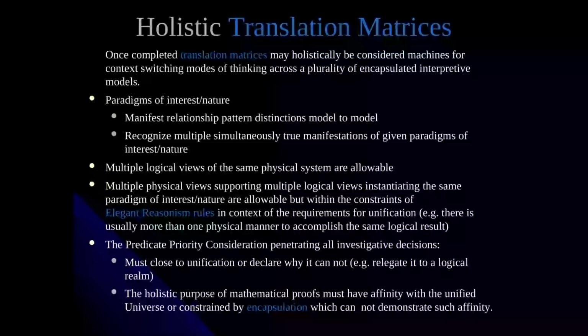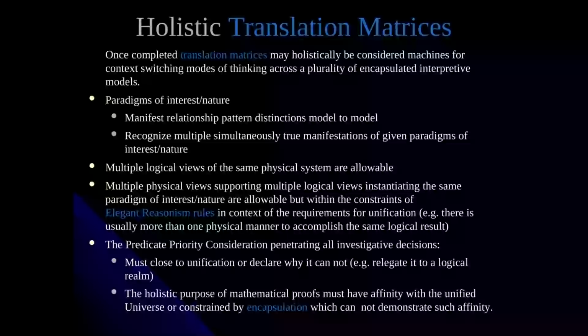Predicate priority, it should be philosophical predicate priority considerations, penetrating all investigation decisions. It must close to unification, or it has to declare why it cannot. So for example, M1 is never going to close to unification exactly because the core constructs preclude it. And I specifically refer to the space-time mass interface. The holistic purpose of mathematical proofs must have affinity with the unified universe or be constrained by the encapsulation which cannot demonstrate such affinity.